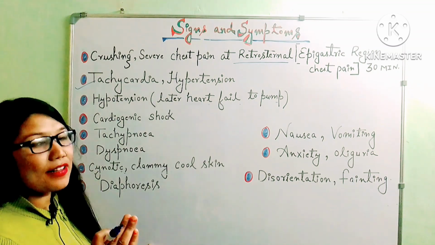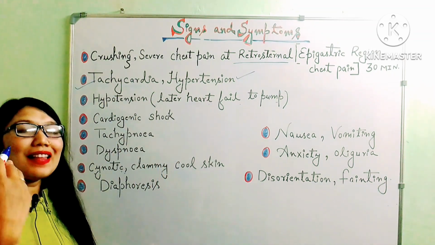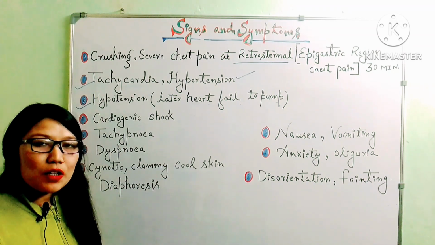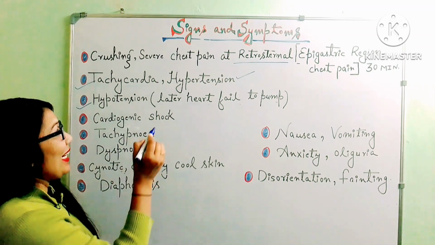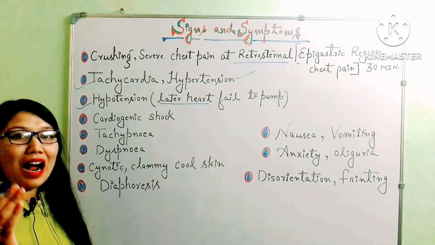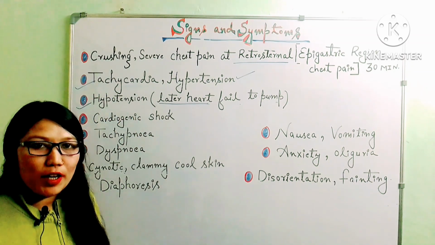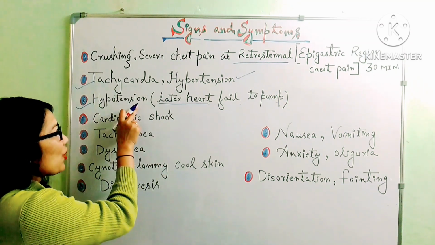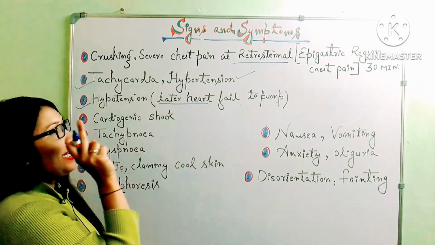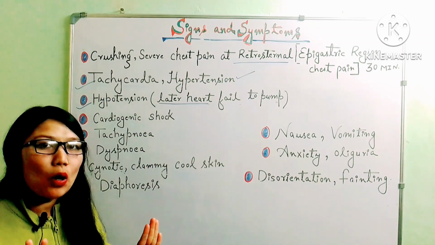After hypertension, suddenly we see hypotension in the patient. Why will there be hypotension? Why will there be low BP in the patient? It is in the later stage, meaning after the end stage, when the heart is unable to pump out the blood into the whole of the body. So this hypotension, meaning low BP, will be seen at the later stage, when the heart is not able to pump out the blood into the whole body.